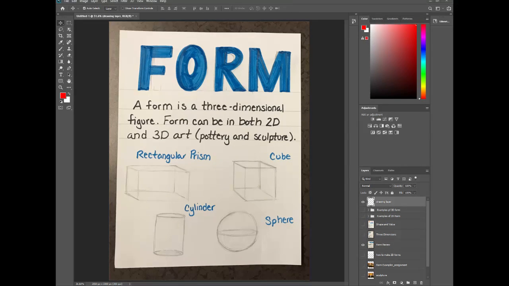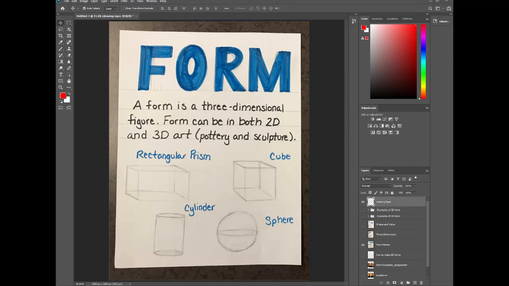Hello, second grade. We are now going to talk about another element of art. This time, we are going to talk about the element known as form. Okay? Form is very similar to shape, but now instead of just being flat and only 2 dimensions, it is now 3 dimensions. So we now have length, width, and now height or depth included in the shape.